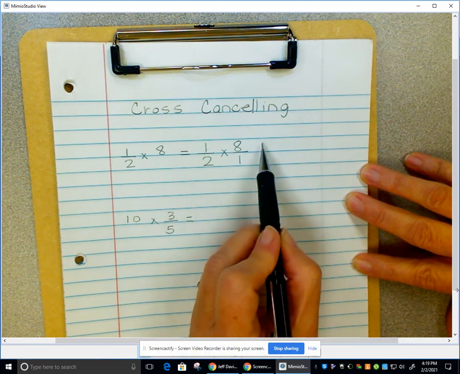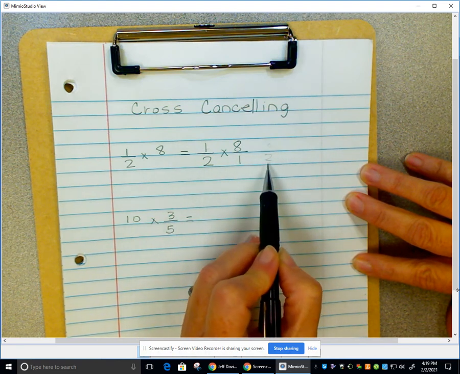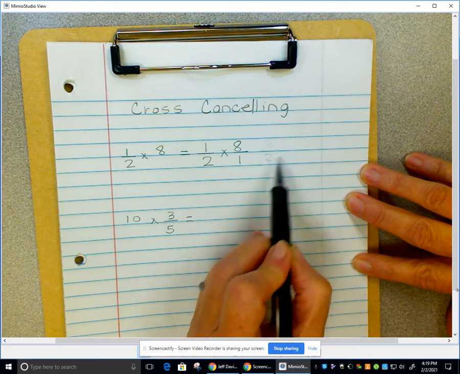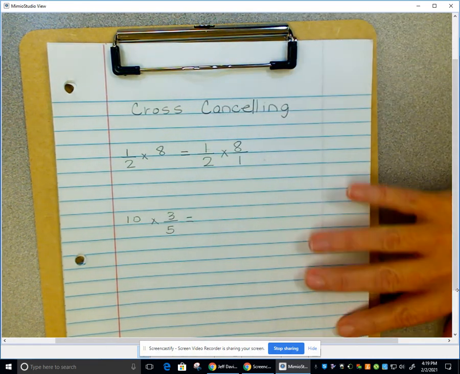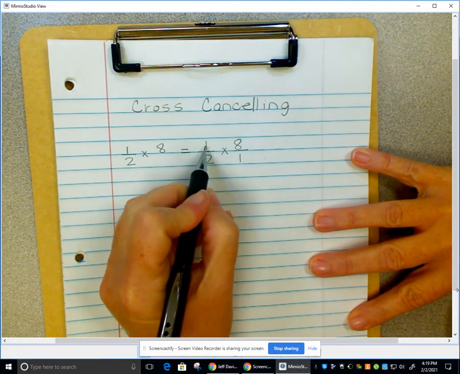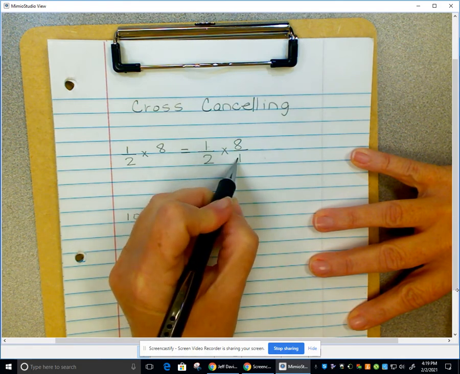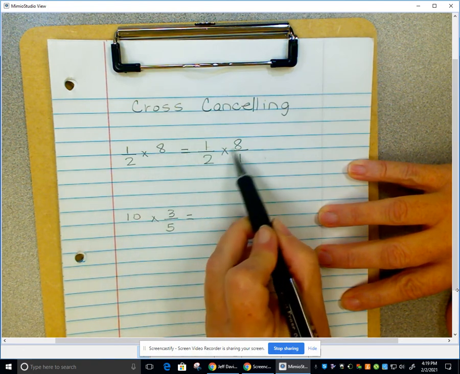This one would have been an easy one to do. Multiply across, that would be 8. 2 times 1 is 2. That would be 8 halves. And then we could say 8 divided by 2 is 4. That one's easy. But let's practice cross canceling. 1 and 1, I wouldn't change anything. 1 goes into 1 one time. I'll leave that alone. Let's go this way.